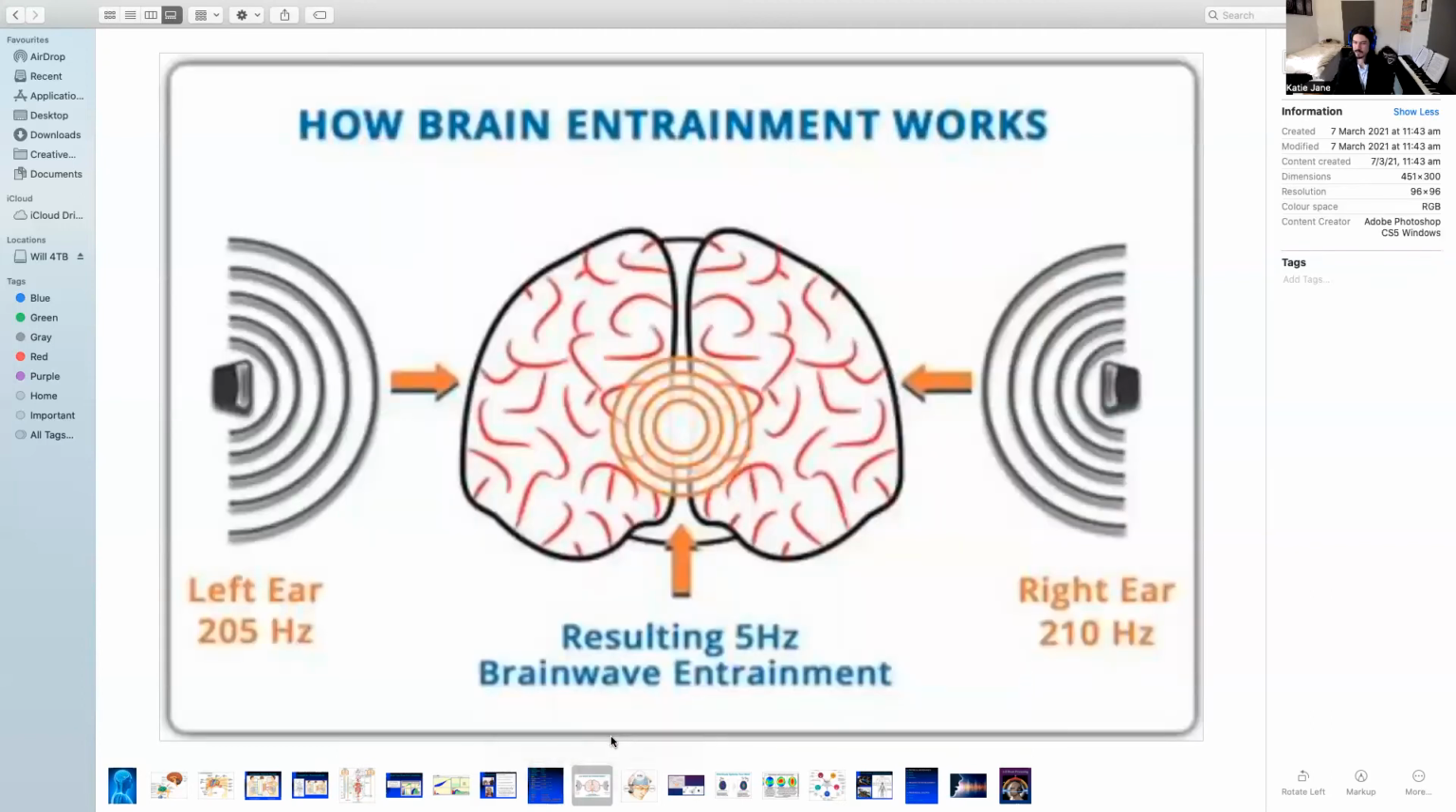So brainwave entrainment. A lot of you may have heard about this already, so forgive me, but there may be some new information in here that you've not heard before. So headphones are quite a fascinating product, because what they actually do is isolate our ears.